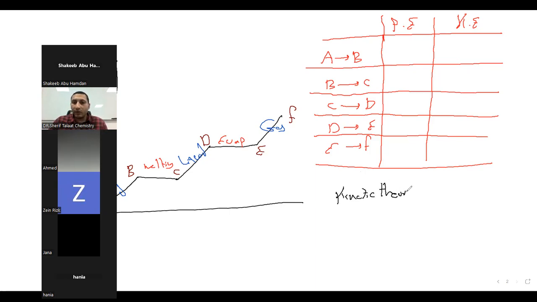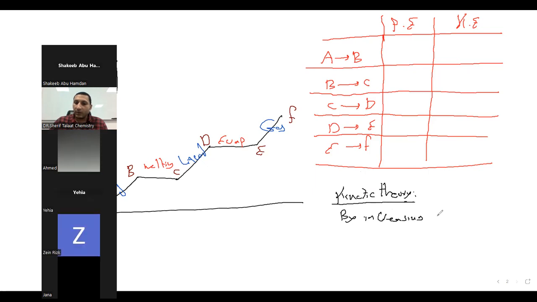By increasing temperature, what will happen? Kinetic energy will increase. Yes, okay. We say here that particles gain kinetic energy. Okay, particles gain kinetic energy.